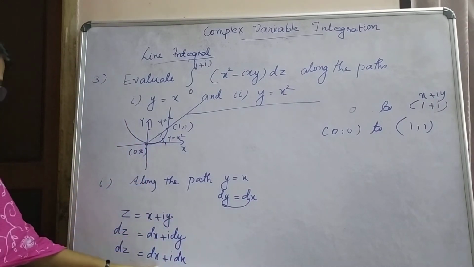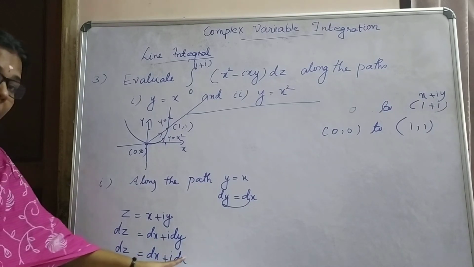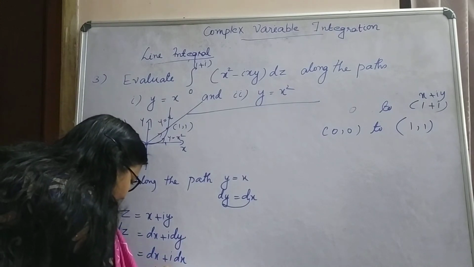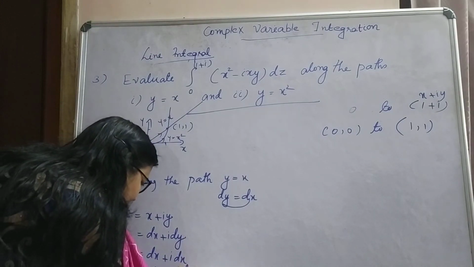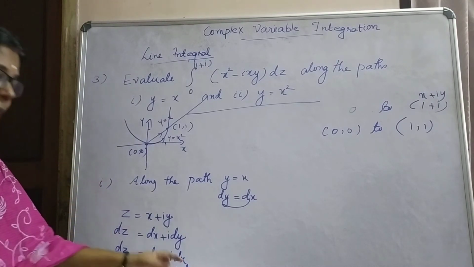Converting it into x only or y only. Here dz equal to dx plus i dx. Here dx can be taken outside, that is 1 plus i into dx. Here we obtained dz equal to 1 plus i into dx.